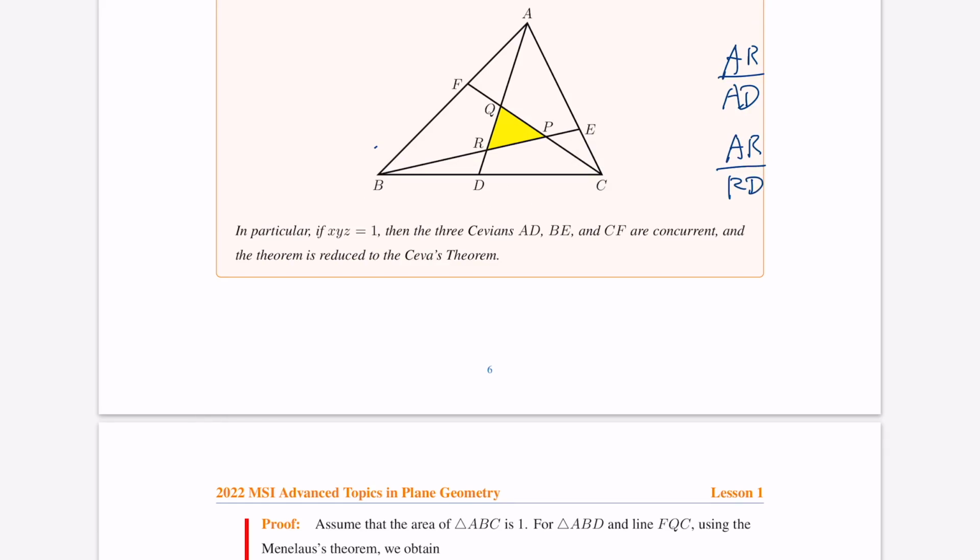And for AR over RD, you will see that in this triangle, with this line passing through the triangle, AR over RD can be computed by this ratio and this ratio. And so that's Menelaus theorem. These two ratios are known, so you are able to compute that, and you can compute AR over AD. So then you are done. You can see the details later.